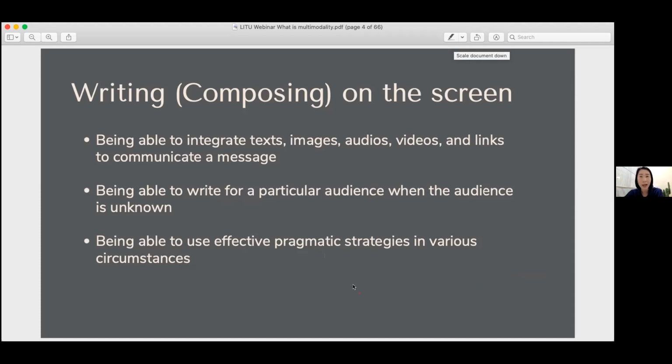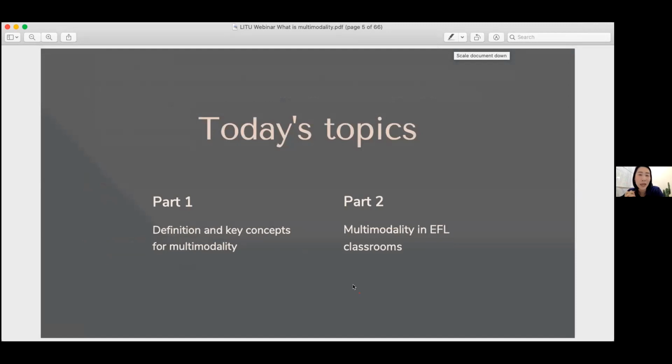And so yes, we are starting to read, write, and learn in new and different ways. So the topic of my talk today, as the title suggests, I'm going to divide into two parts. Part one is going to be definition and key concepts. So bear with me for the first, I would say, 30 minutes. It might be a little content heavy, but I'll try my best to simplify it.